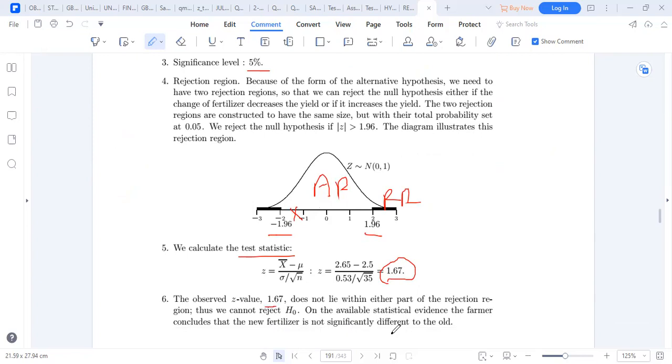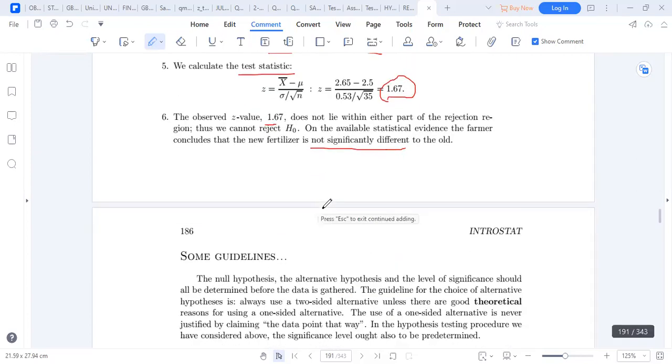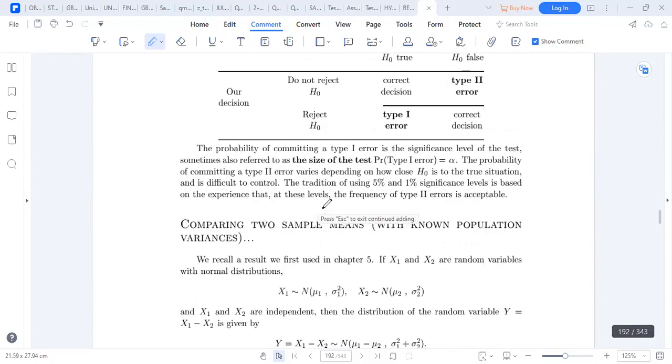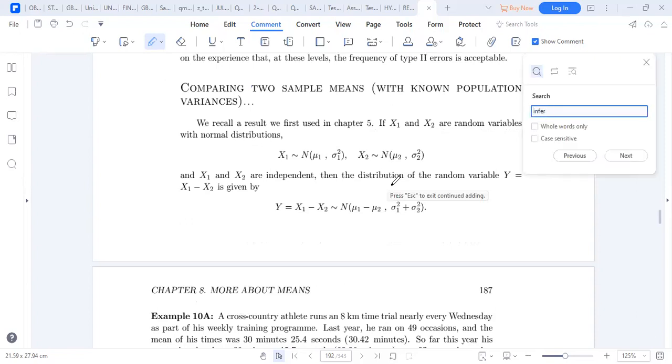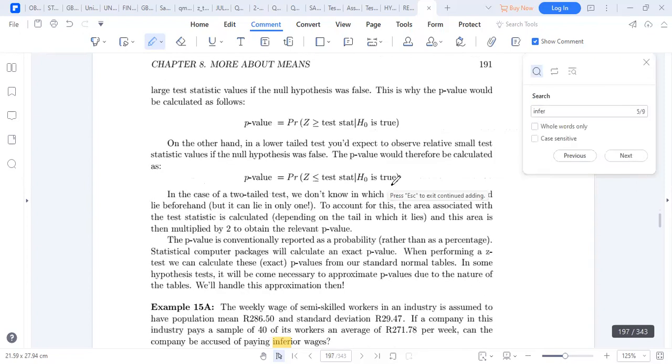So what is our conclusion? We say that it is not statistically different. We accept, because whenever we accept, there is no statistical difference. All right. So here the fertilizer is what? Useless, because it does not give a statistical difference from the old one. It is almost like we're using our old fertilizer.